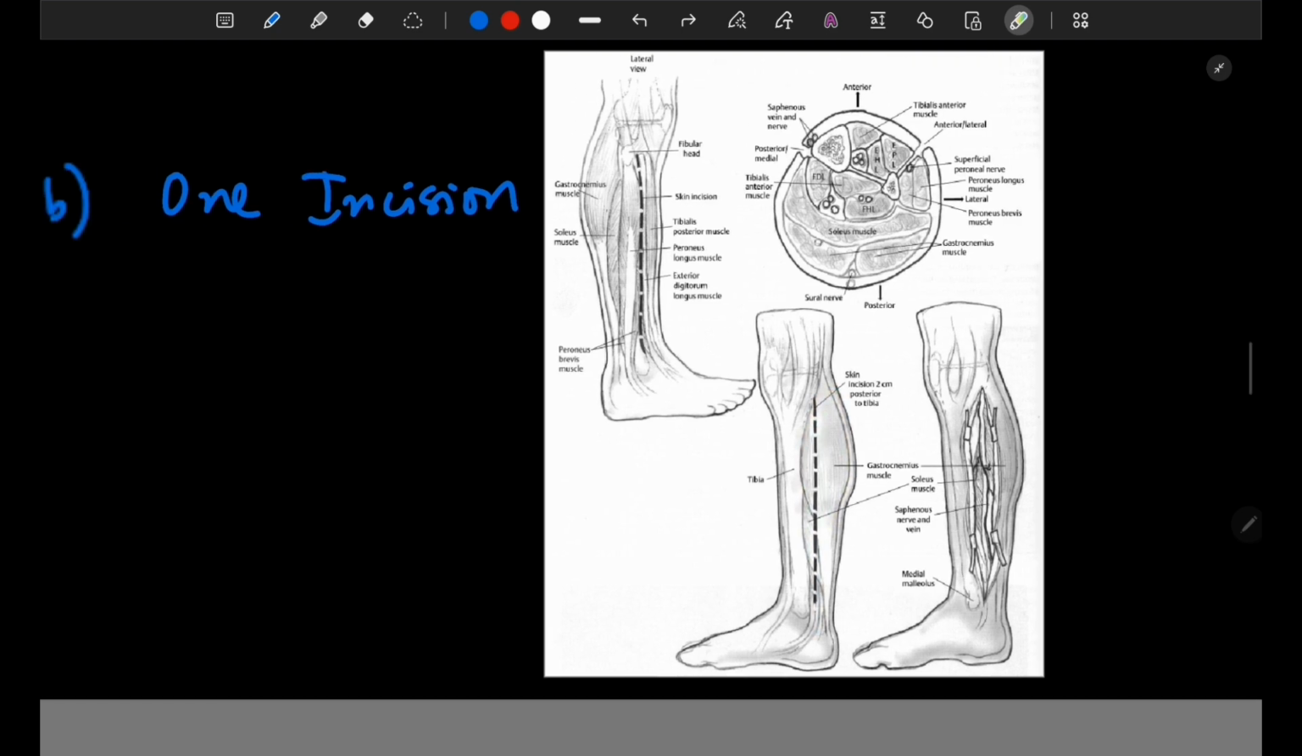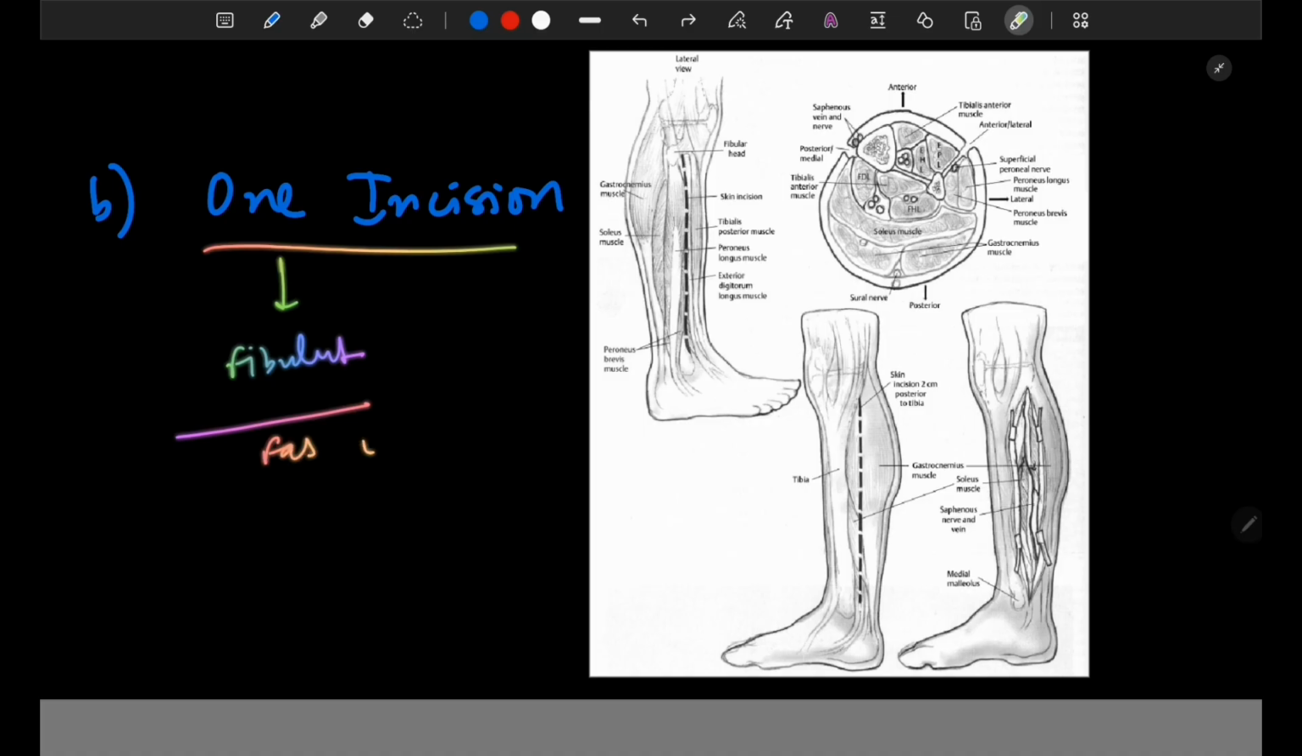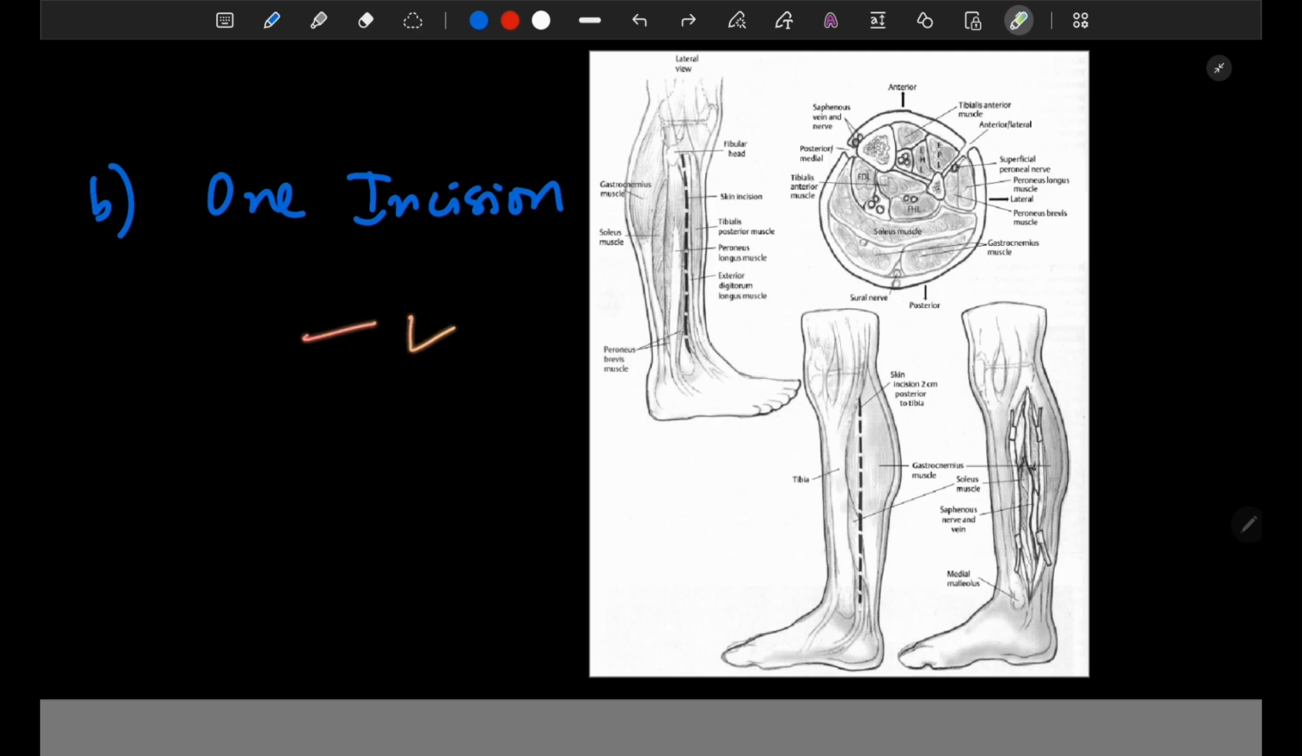This double incision is always better than the one incision technique, as in the one incision technique a fibulectomy is done along with the fasciotomy of all 4 compartments. But in the 2 incision technique, there is no cutting or removal of the bone. It is faster and relatively safer.